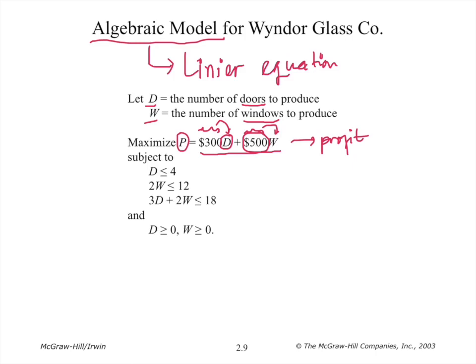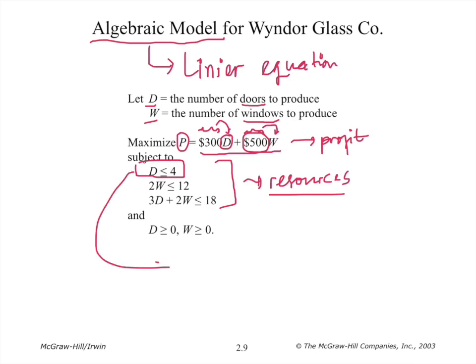And in here we have the subject. What is the subject? The subject means the resource that we have, the limiting resources. Why do we restrict the number of doors to be lower than or equal to 4? Where does it come from?